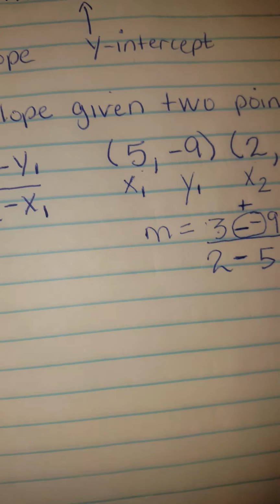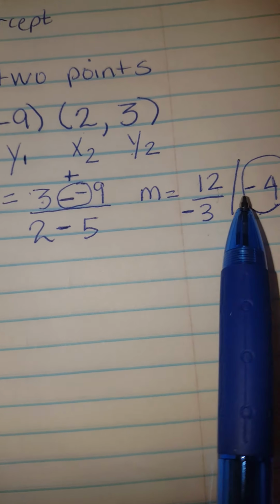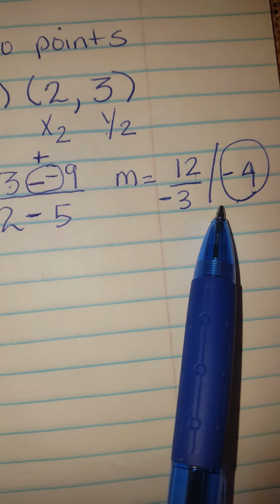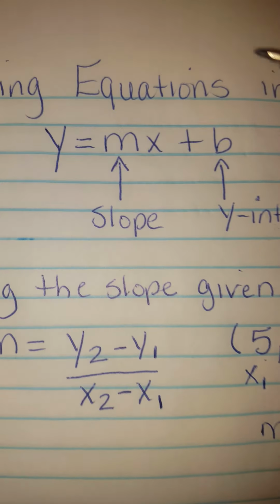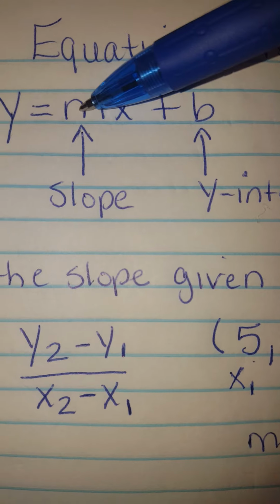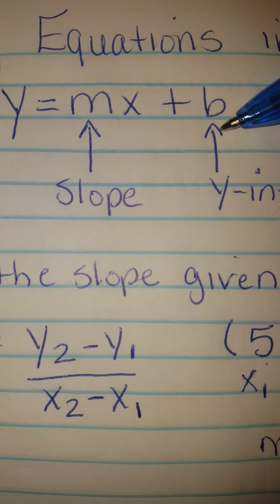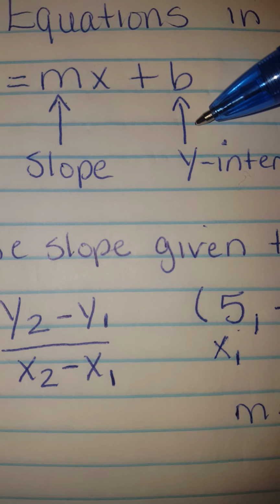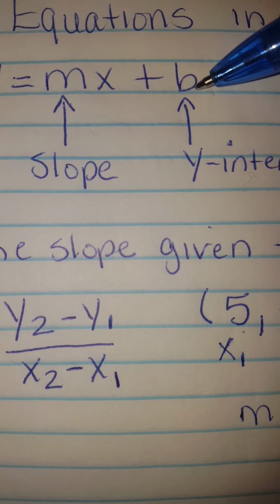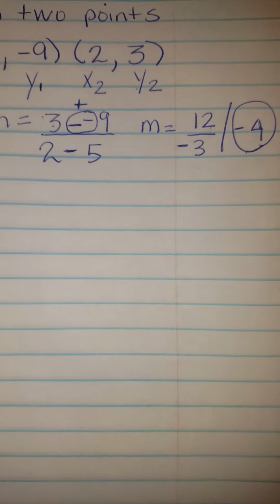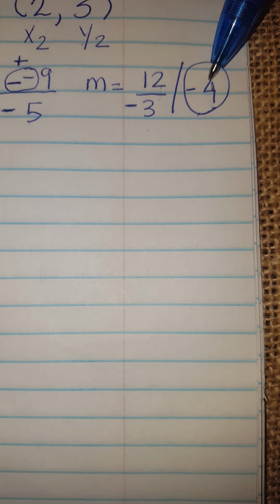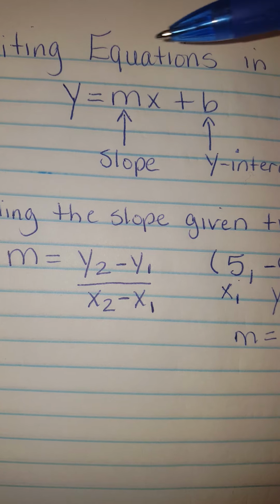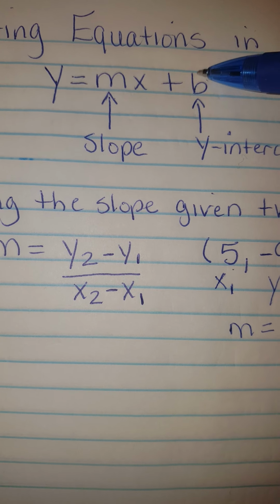And now, once we've found the slope, we're still not ready to write the equation in slope-intercept form yet. Because in order to write an equation in slope-intercept form, you have to have a slope and you have to have a y-intercept. So something is still missing. We've got to find our b. So let's look back at what we found here. We found that our slope is negative 4, and that's our m. But we need to find this b.